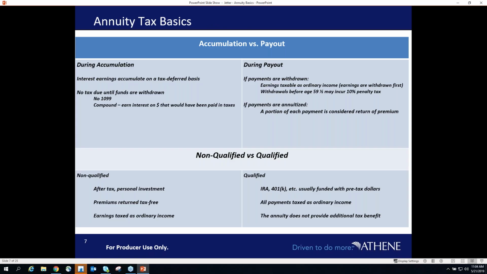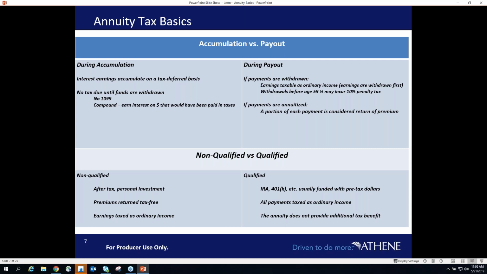And then let's talk a little bit about the tax basics of annuities. Accumulation versus payout. We'll talk about both of those. During the accumulation period, interest earnings accumulate on a tax-deferred basis. That is one of the great benefits of an annuity, is that it is tax deferred. No taxes are due until the funds are withdrawn. There's no 1099. It does earn interest on the dollars that would have been paid in taxes.